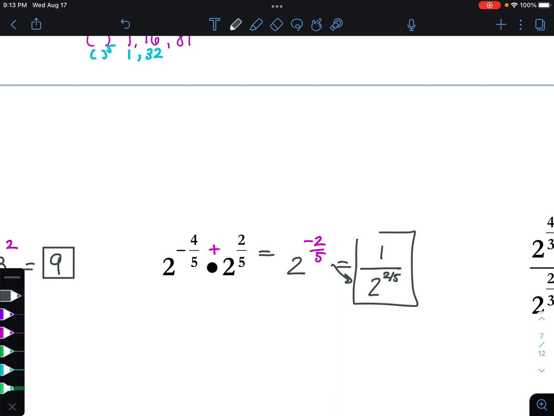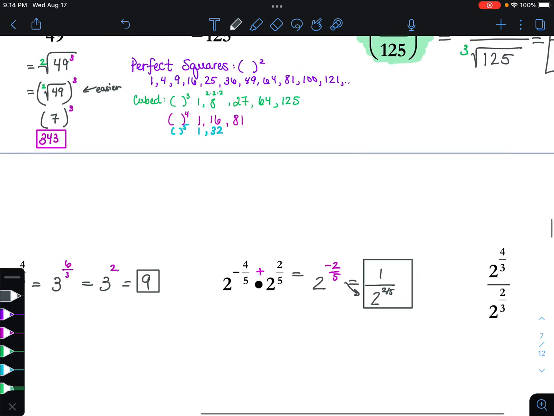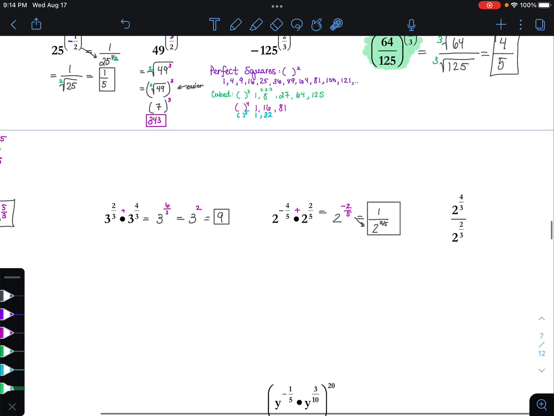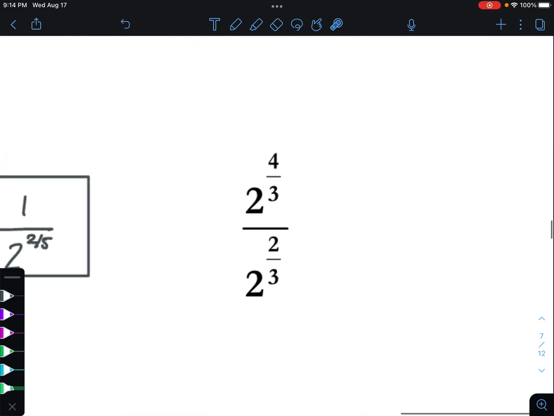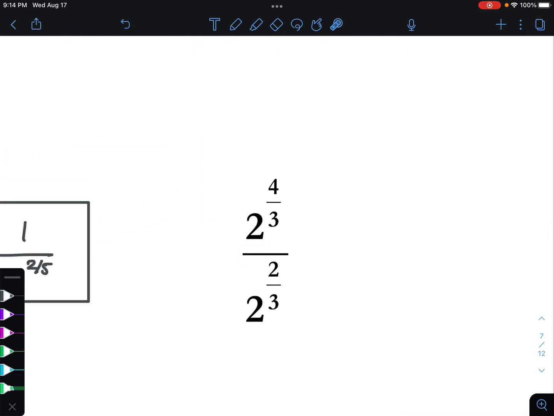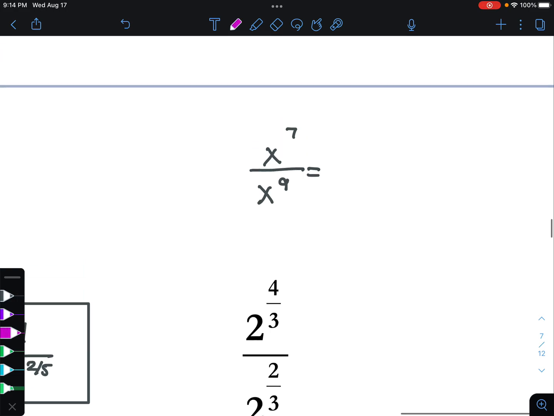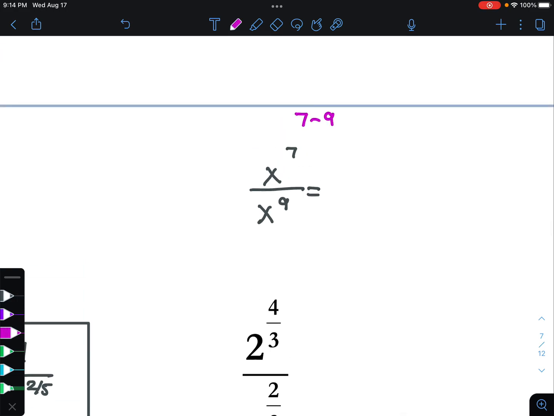So just 1 over 2 to the 2/5 power. Okay, so all three of these use this property of when you multiply the powers, you add the exponents, right? So one of the other properties we talked about was what happens if you're dividing the powers. So if you had x to the 7th divided by x to the 9th, what would you do? Well, we talked about that we would subtract the exponents.